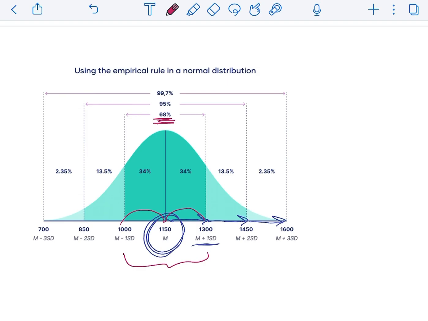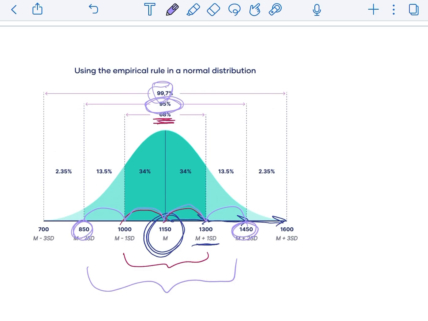If I move 2 standard deviations away, so from 1150, moving 2 standard deviations to the right and 2 standard deviations to the left, in this example that means all scores from 850 to 1450. That is representing 95% of the data. If I moved 3 standard deviations away in both directions, that would be almost everything. It would be 99.7% of the data.